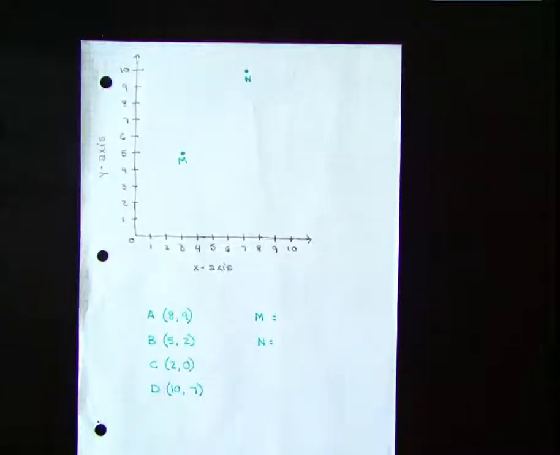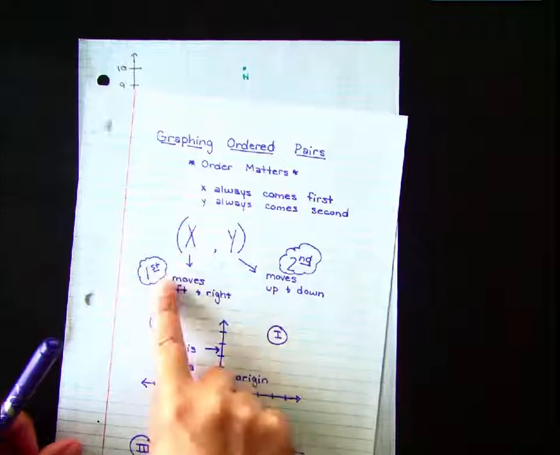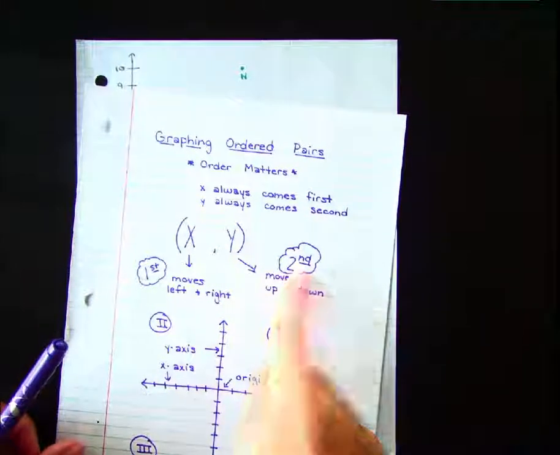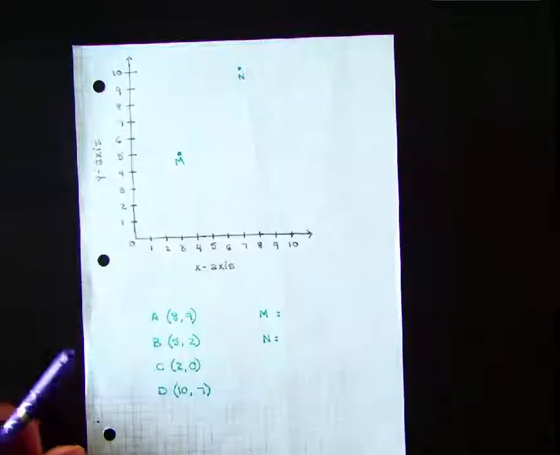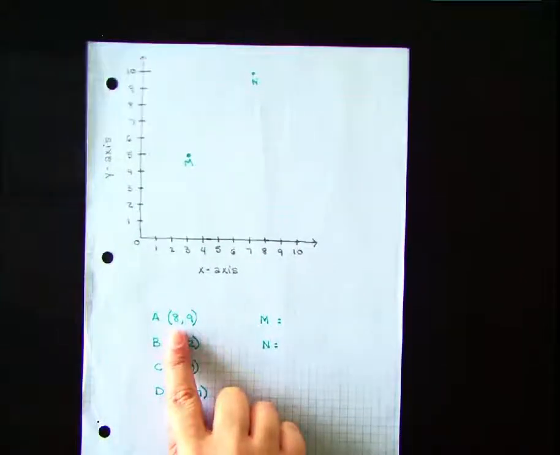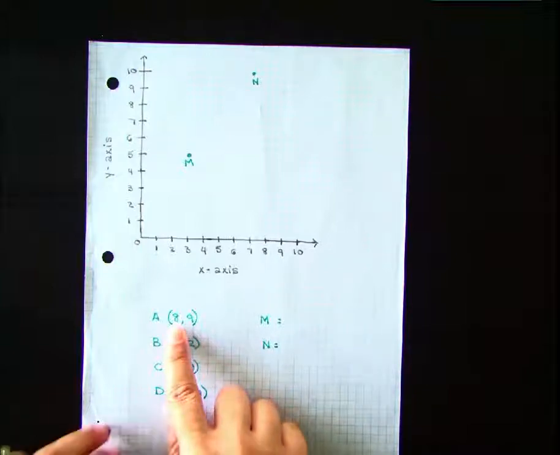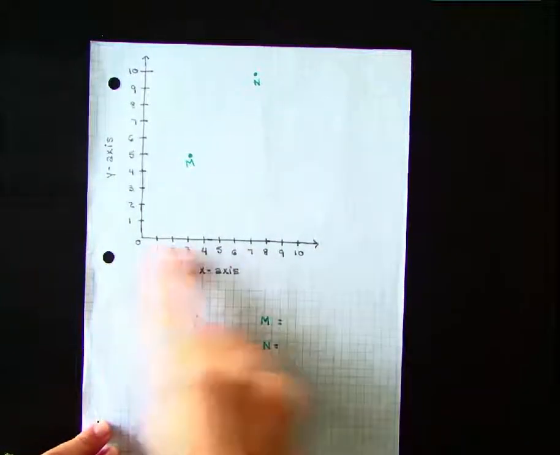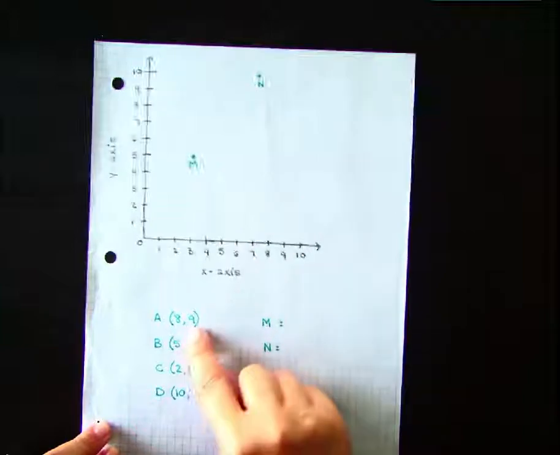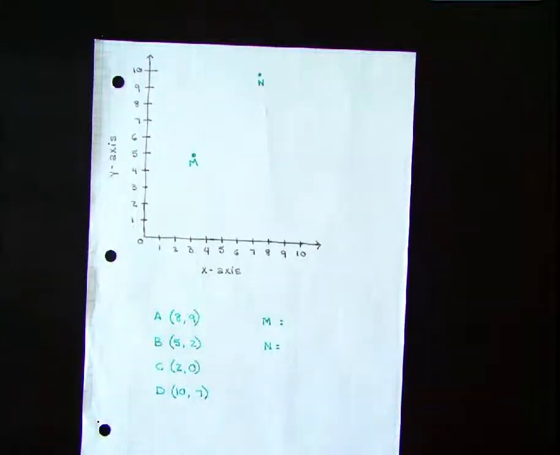Okay, now remember from our chart that we just made that the X always goes first, the Y always goes second. So if I take a look at my first ordered pair, I have 8, 9. This means that my 8 is going to fall somewhere here on my x-axis, and the 9 is going to fall somewhere here on my y-axis.